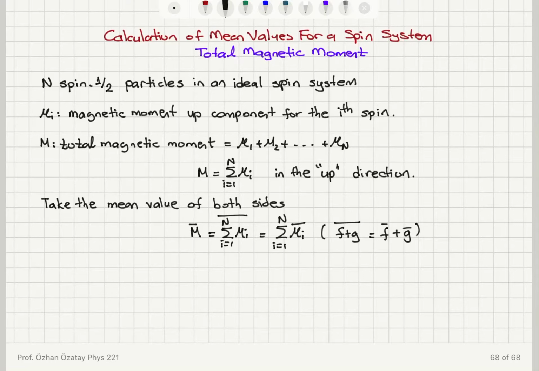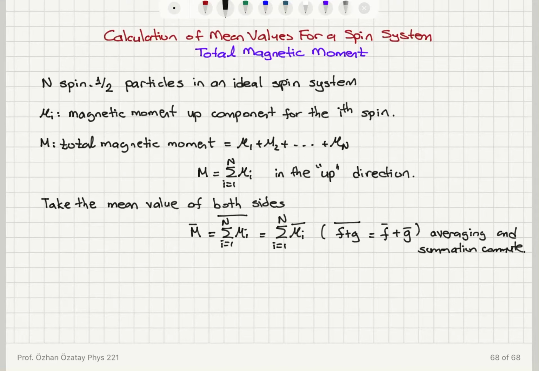That is to say, averaging and summation commute. These two operations commute. So I can write this.